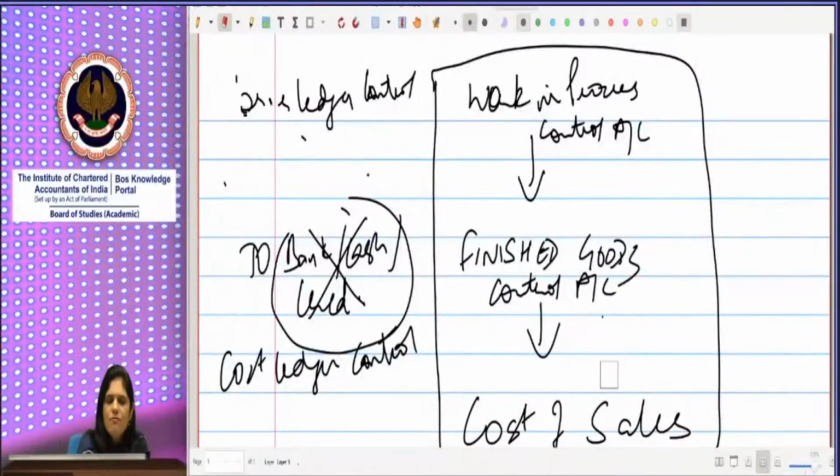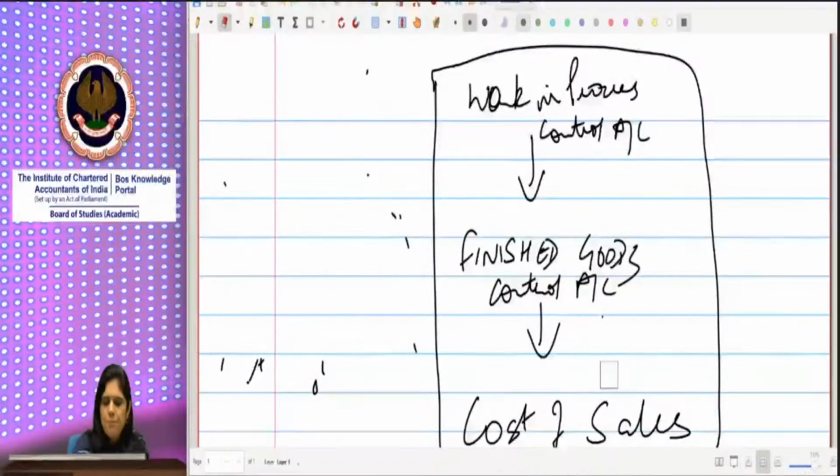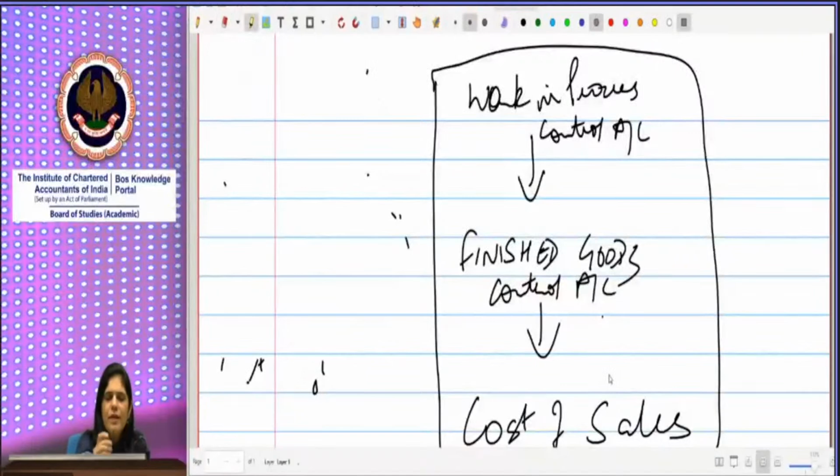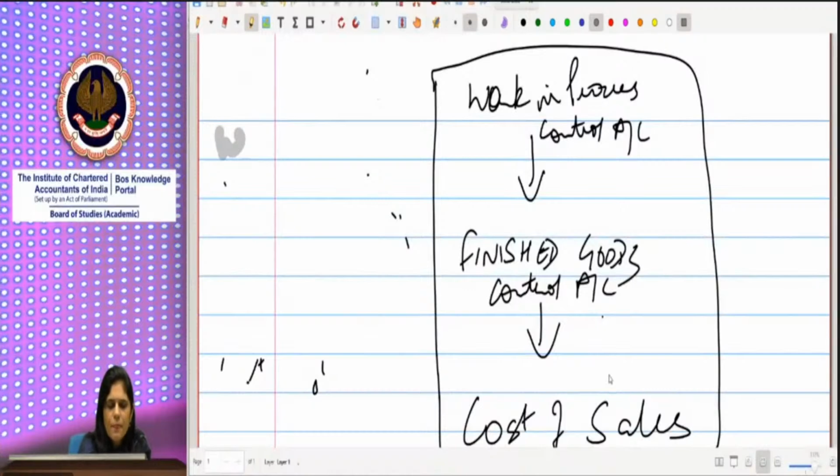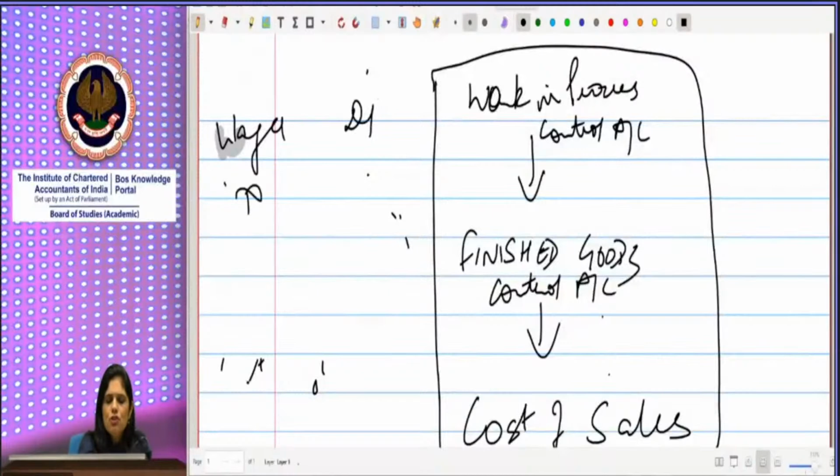Okay. Now, if I talk about wages, which entry do we pass? What entry do we pass and make in financial accounting? We make wages account debit to cash. This is the entry we pass in financial accounting when we pay the wages.